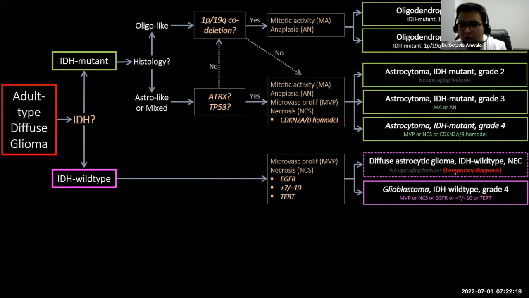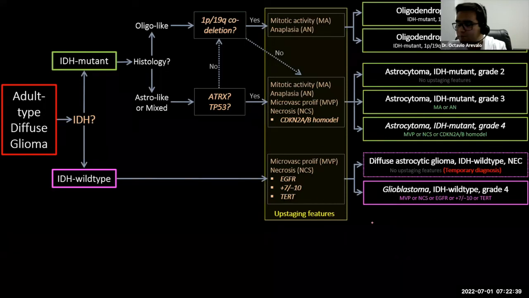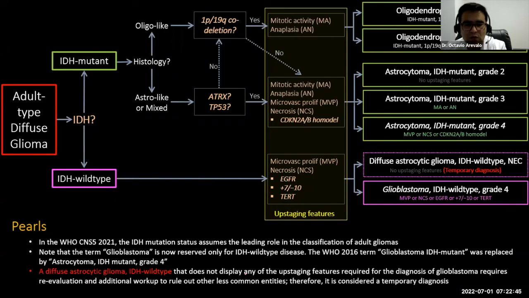This is a temporary diagnosis because this tumor, which is IDH wild type in an adult that doesn't have any of these, may be a pediatric tumor popping up in an adult patient. So these features highlighted here in yellow are the ones that are upstaging features. So this is what I already said.